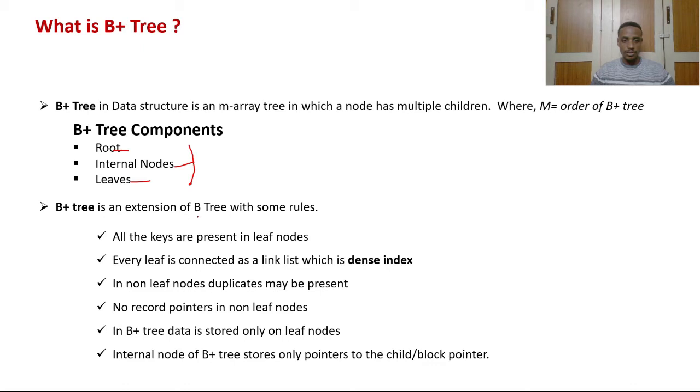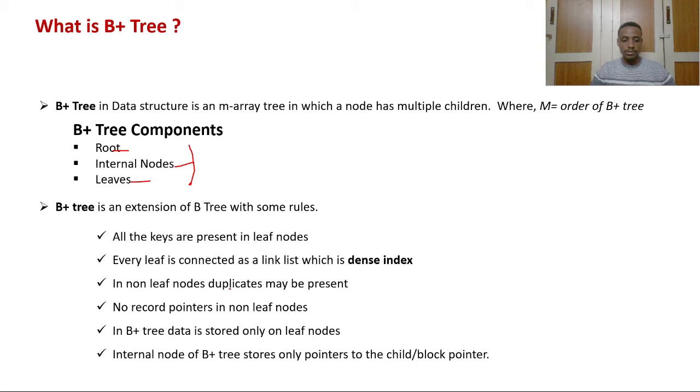A B+ tree is an extension of a B tree with some rules, such as the B+ tree will have keys that represent the leaf nodes. Only keys are present in a leaf node that represent the data pointer or index to the database. So every leaf is connected as a linked list at the leaf node. All keys are connected by a linked list that makes a dense index. In non-leaf nodes, duplicates may be present, which means that all the key values are present in the leaf node.